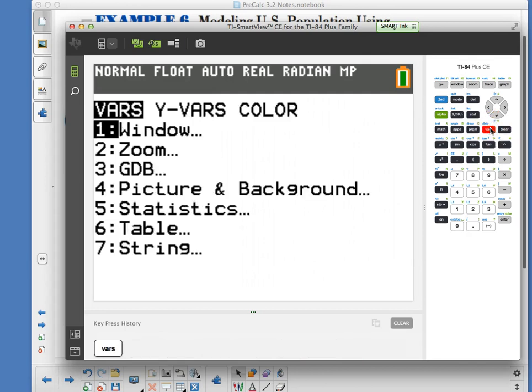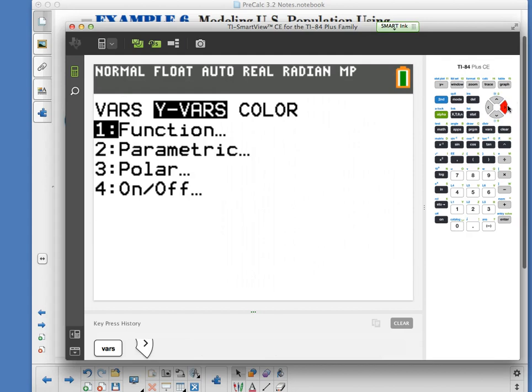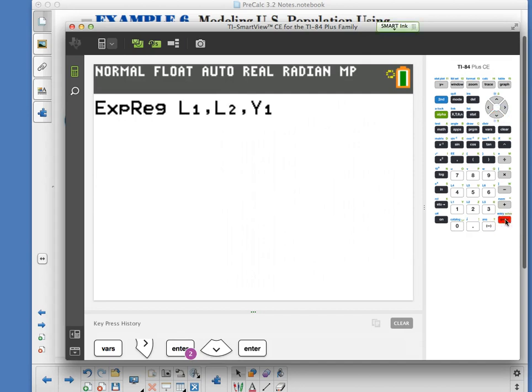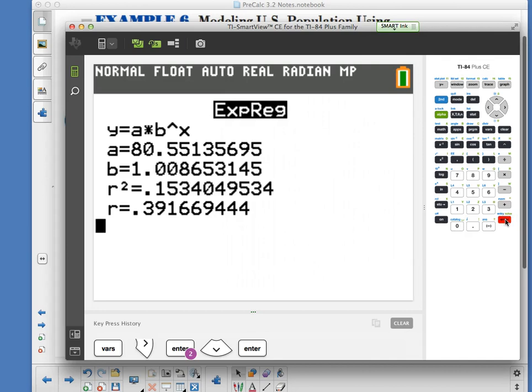So hit your VARS, go to Y-VARS, Function, and Y1. And now all I have left to do is just calculate. So you all okay with this? Now, anybody with the old school calculator that doesn't have it set up that way, that is still wondering how I would set it up? You're doing okay?